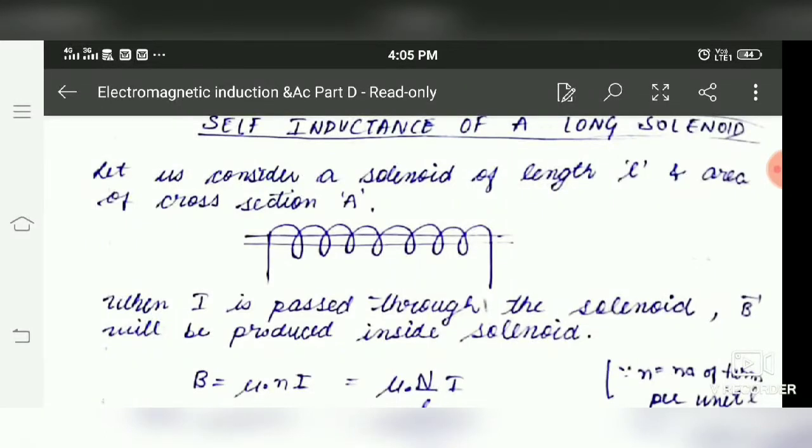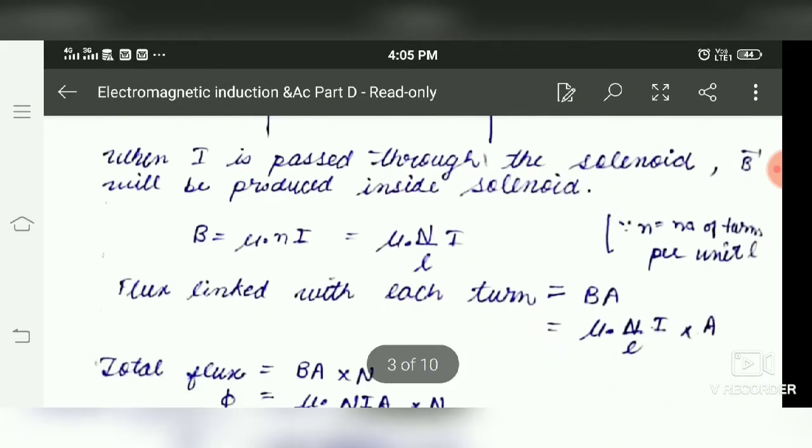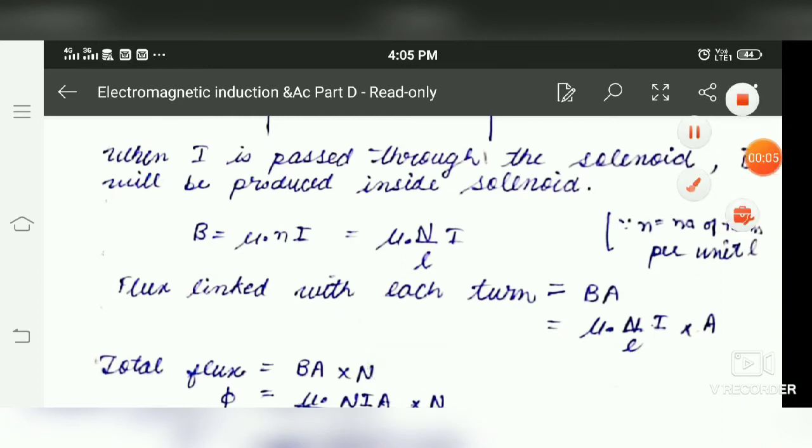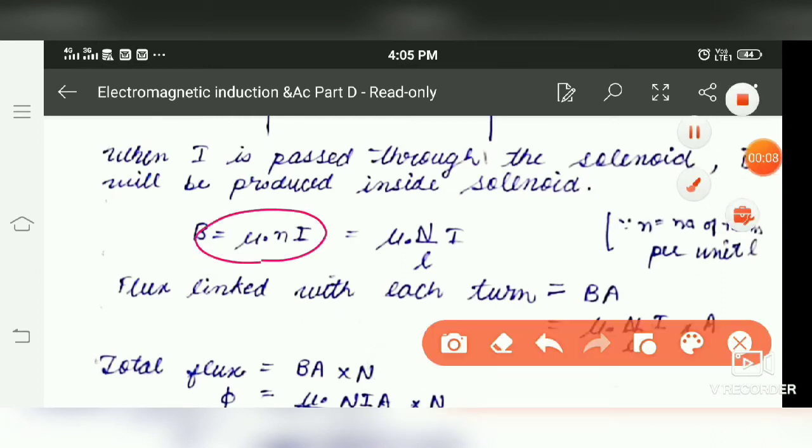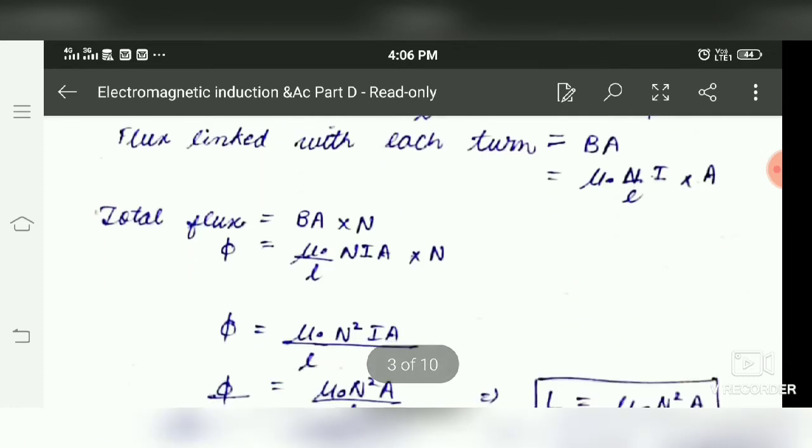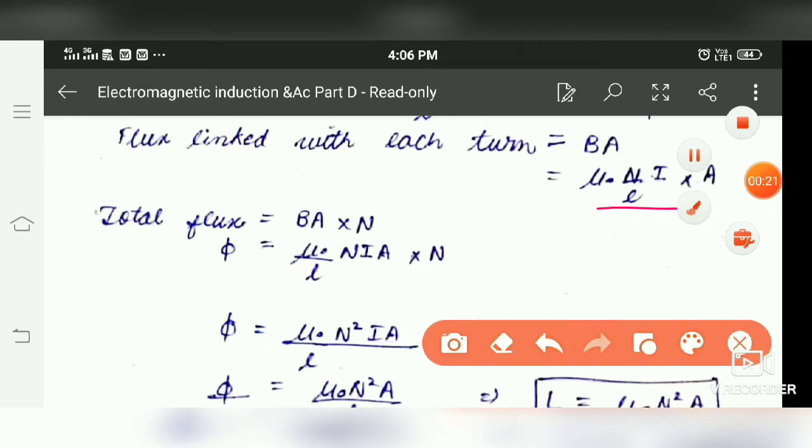Self-inductance of a long solenoid. For a long solenoid, we know the magnetic field B is equal to mu naught N i. We had obtained this relation in the previous video, where N is the number density, that's the number of turns per unit length. So the flux through each turn is BA.